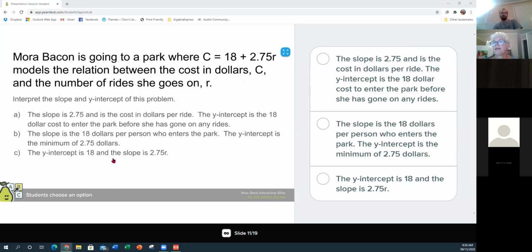Don't y'all love how I name people? Maura Bacon is going to a park where C is equal to 18 plus 2.75R models the relation between the cost in dollars C and the number of rides she goes on R. Interpret the slope and the y-intercept of the problem.